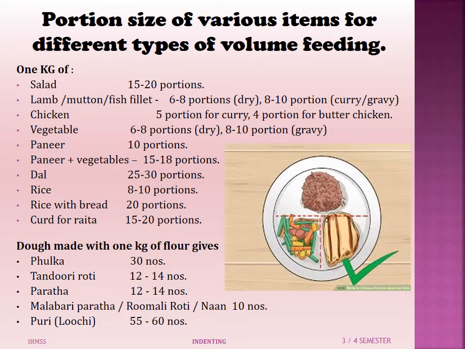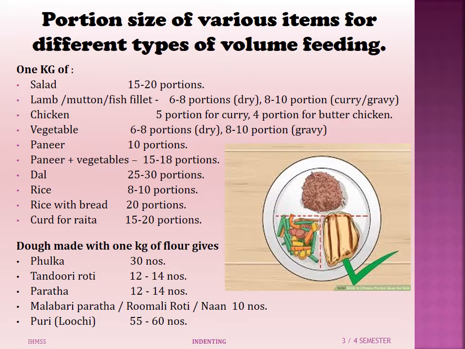Portion size of various items continuation. Here are a few examples of dishes or raw materials listed below. 1 kg of salad can serve 15 to 20 portions. Lamb, mutton, fish can be served to 6 to 8 portions dry, and curry gravy will be 8 to 10 people. Chicken 5 portions for curry, 4 portions for butter chicken. Vegetables 6 to 8 portions dry, 8 to 10 portions for gravy.